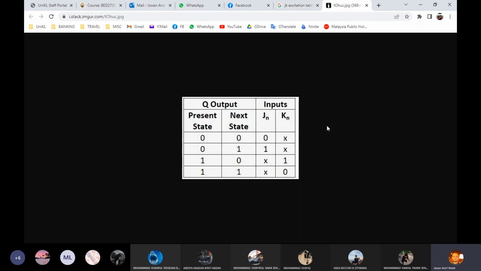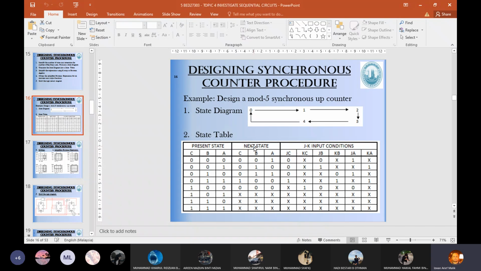Remember that if the present state is 0 and the next state is 0, J will become 0, K will become don't care. 0 to 1: 1, don't care. 1 to 0: don't care, 1. 1 to 1: don't care, 0. So that is the excitation for the JK input condition for present state and next state. So this is where it gets a little bit tricky.